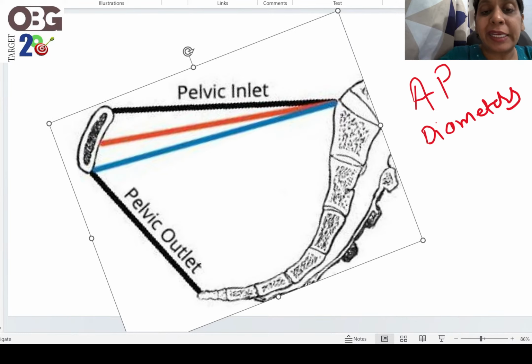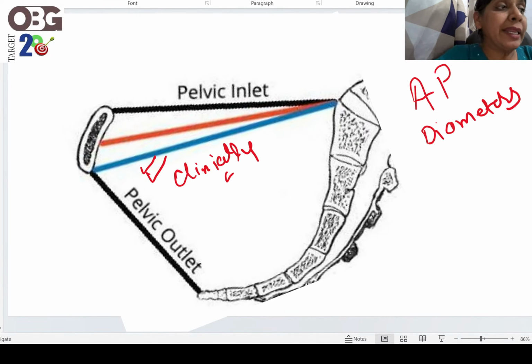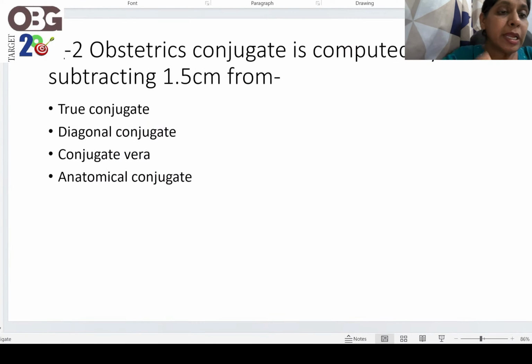So we can measure this diagonal conjugate clinically, as it was shown in your other diagrams and in the last questions. We use the fingers to measure it like this, and we should know how much our hand is measuring. And the upper one is the anatomical or the true conjugate. Okay, going to the next question.